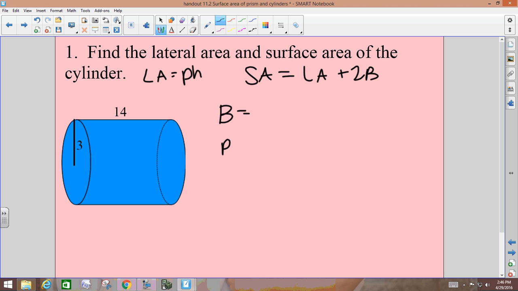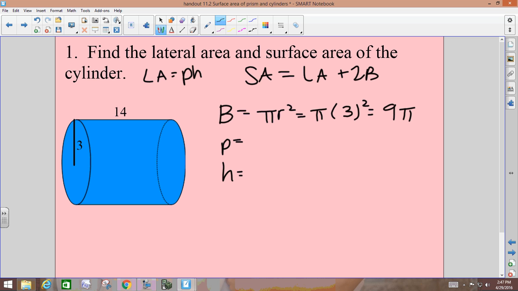B, P, H. Kendra, what's big B stand for? Since this is a cylinder, Kendra, what's the shape of the base? Good. How do you find the area of a circle? Good. Pi r squared. The radius is 3. So the area of our circles are 9 pi.